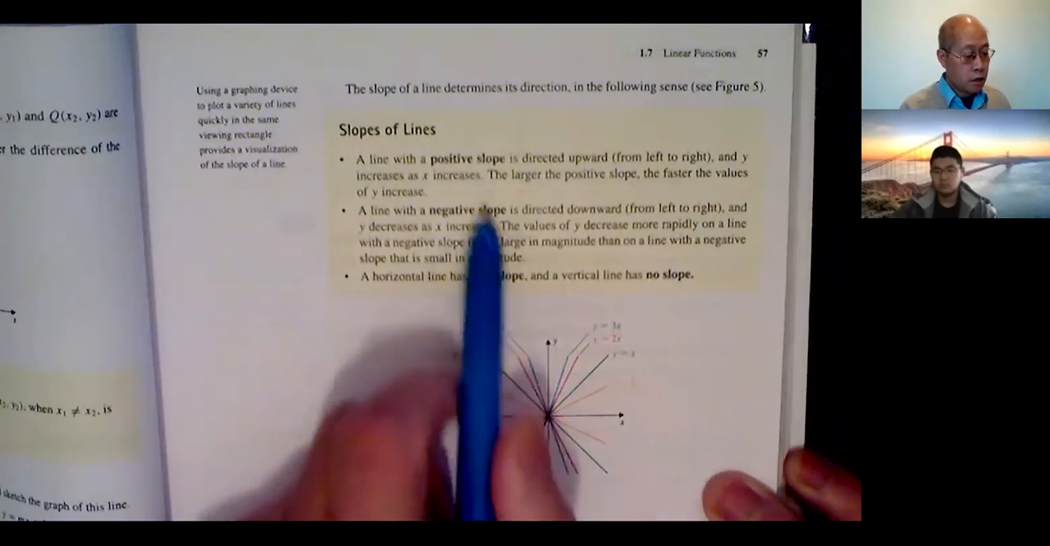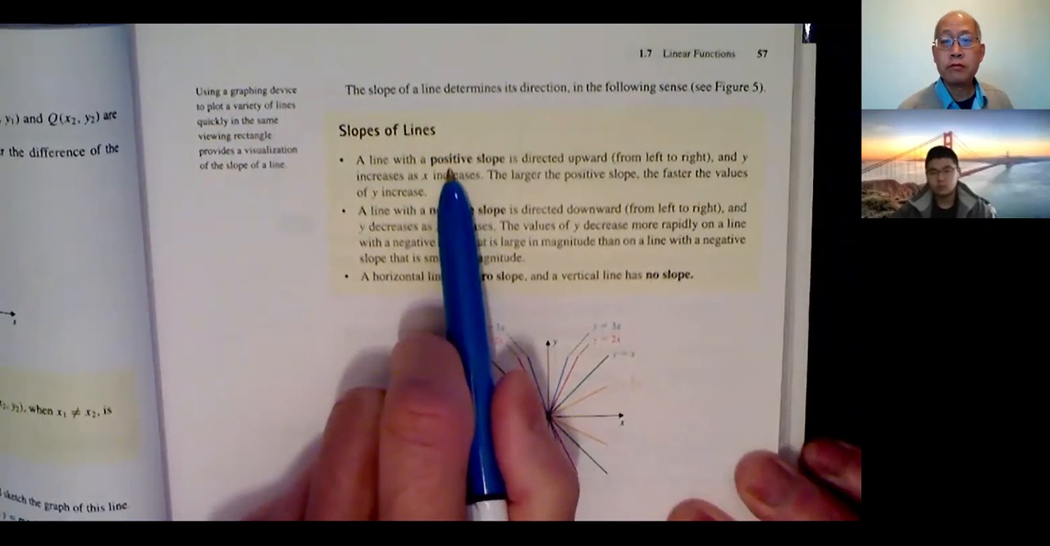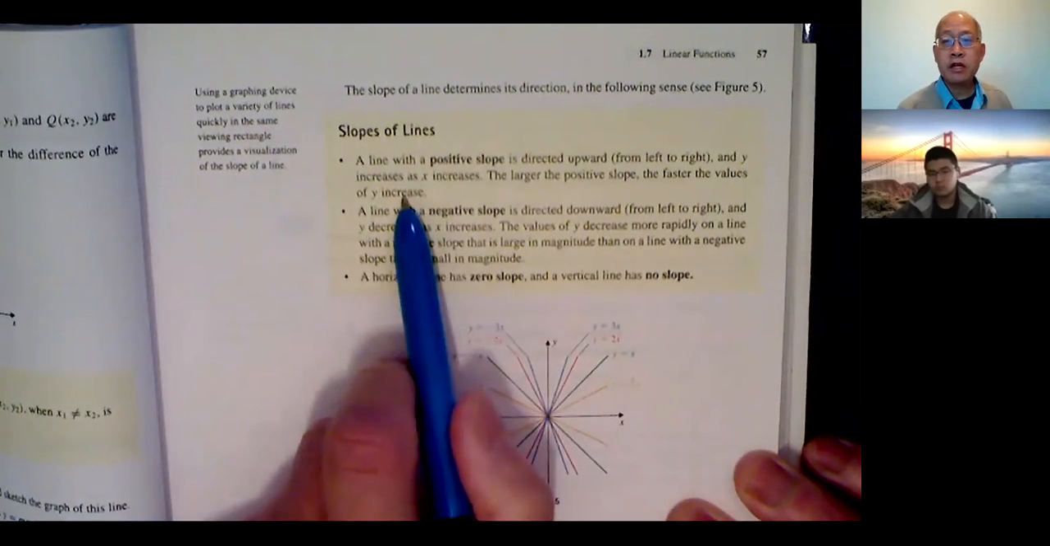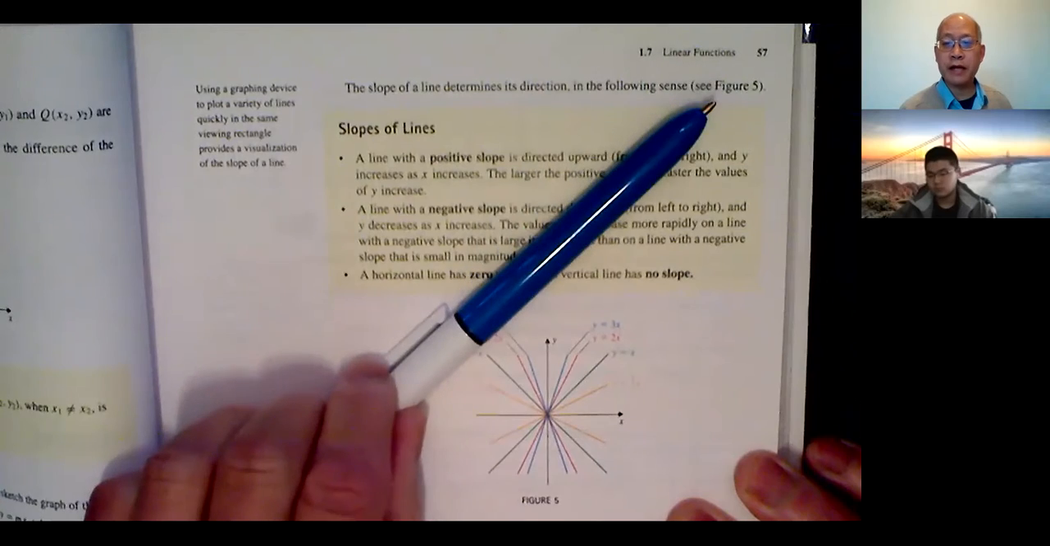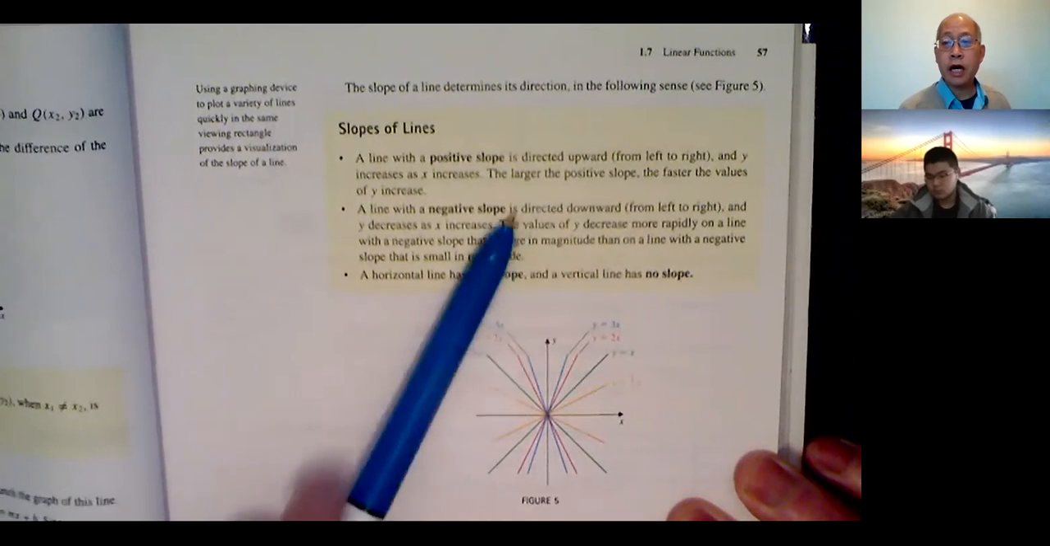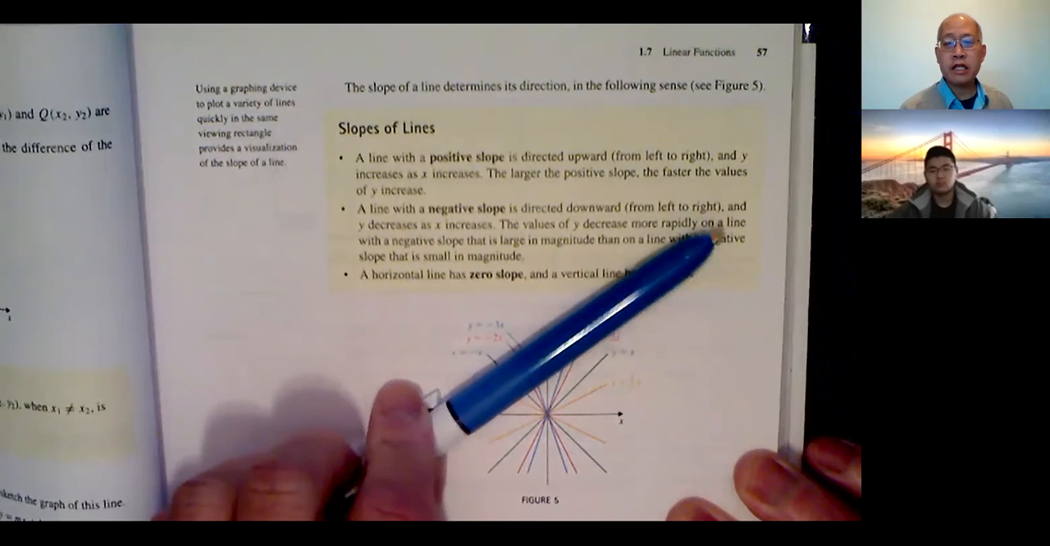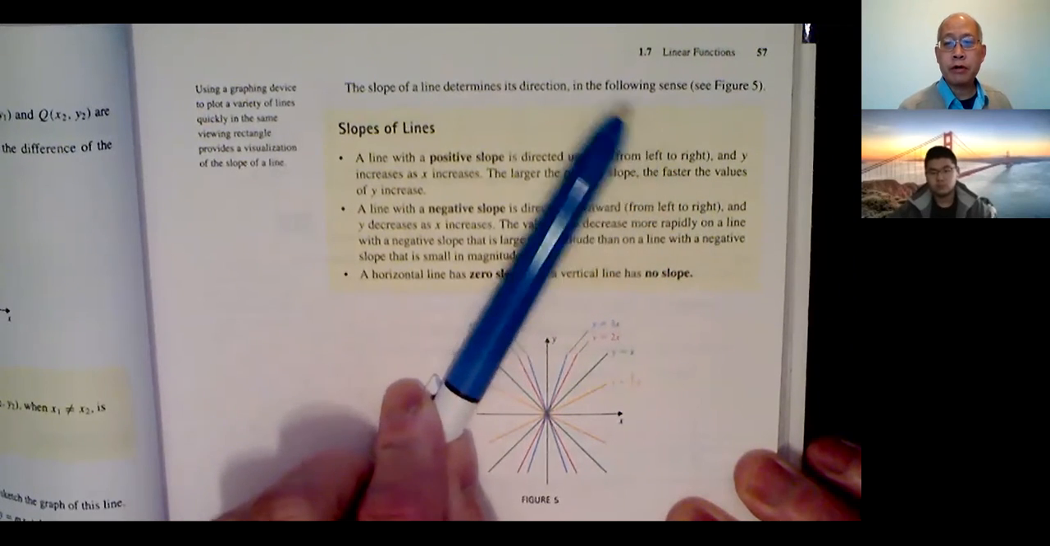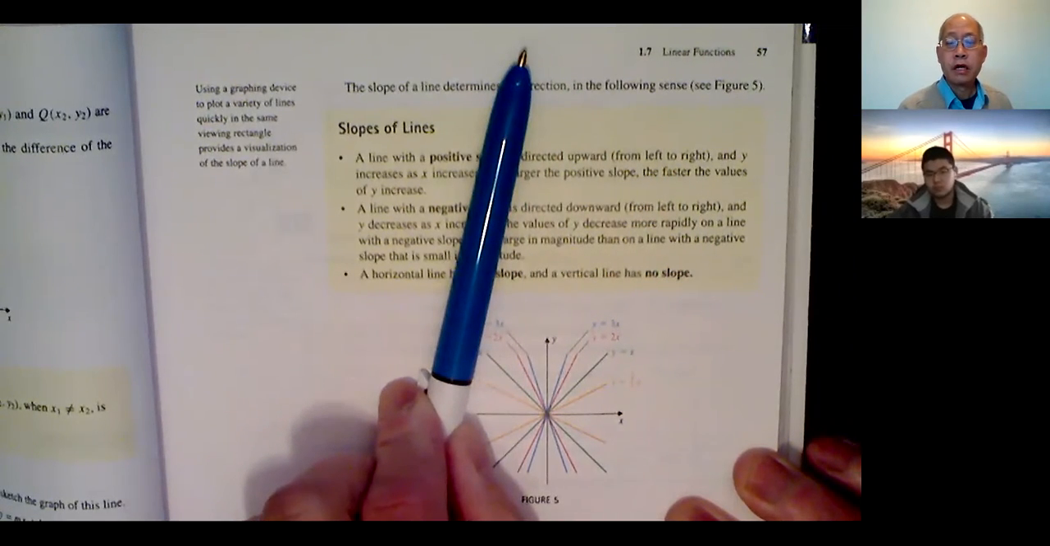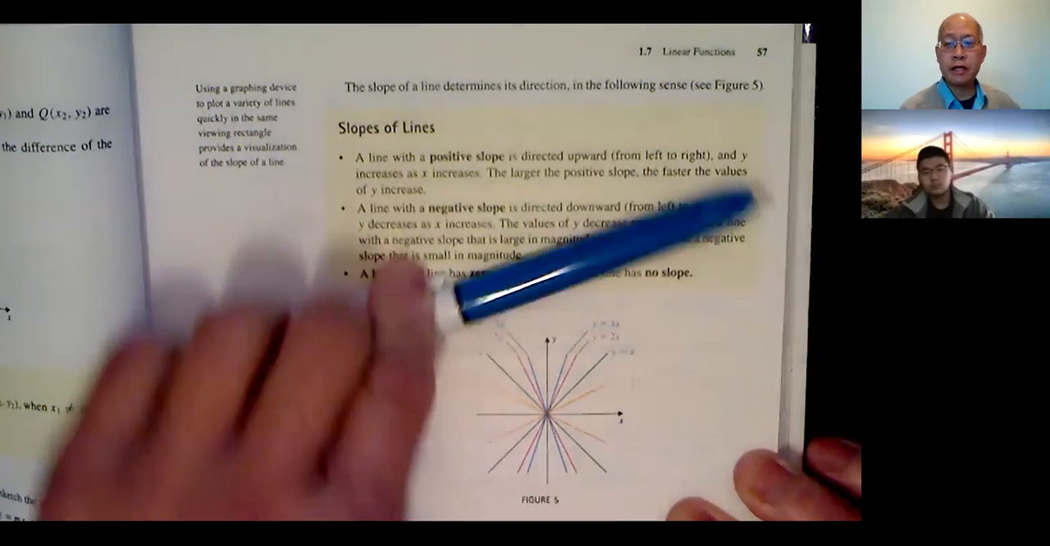Okay, top of 57. All of this should be reviewed, hopefully. Okay, if you have a positive slope, then the graph increases, right? That means the graph goes something like this. And the larger the positive slope, the faster the values of y increase. So if you have a big number, it's more like that. If the slope is positive but not so big, then it would be something like that.